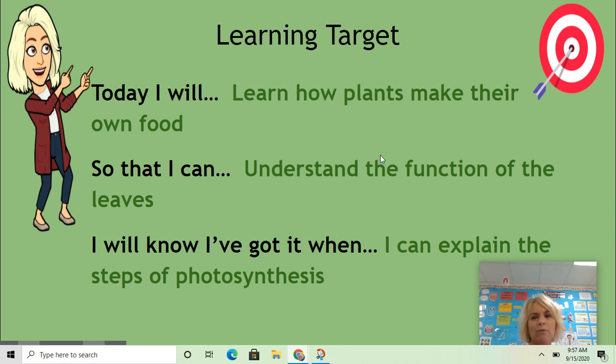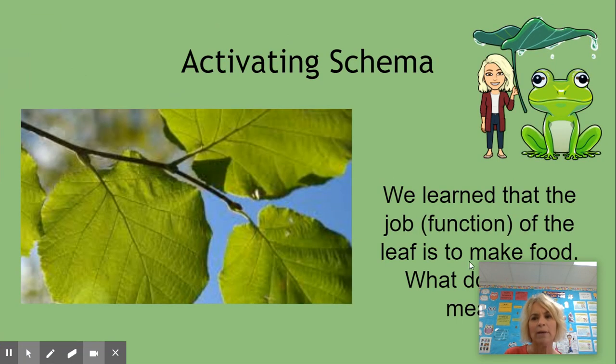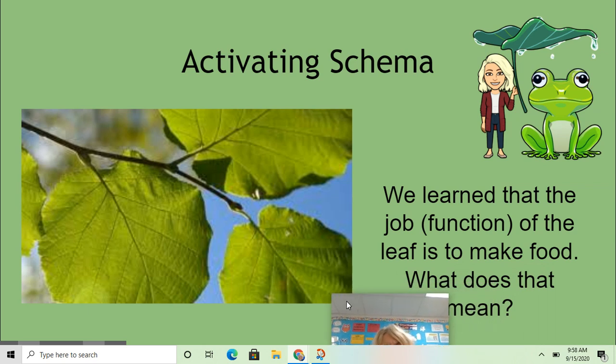Now let's take a look at the word function. We've talked before, function means job, so I can understand the job of the leaves. I will know I've got it when I can explain the steps of photosynthesis. So let's think for a minute this morning about leaves.